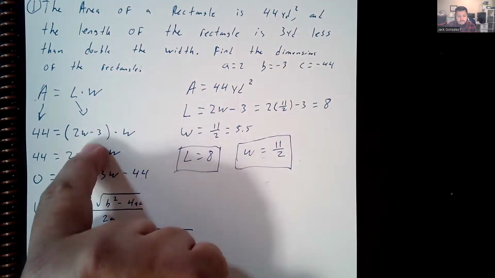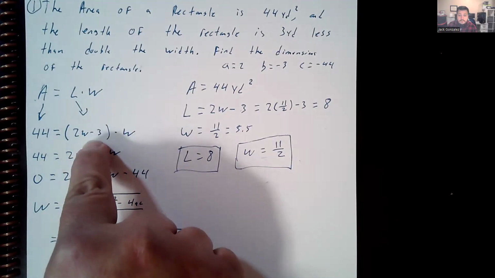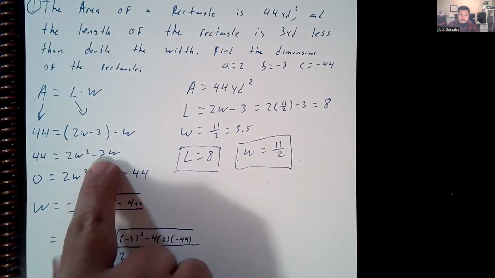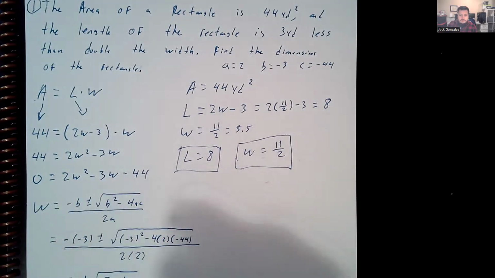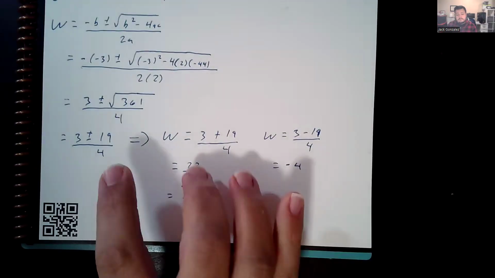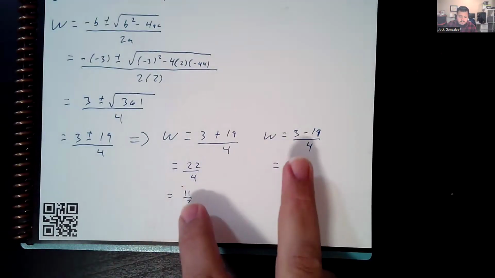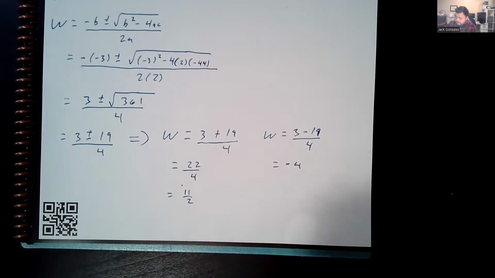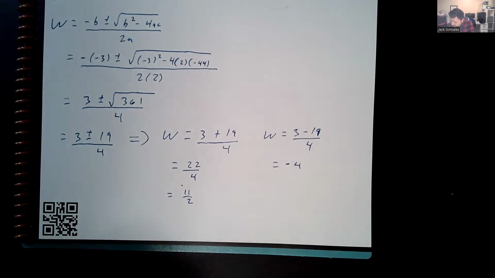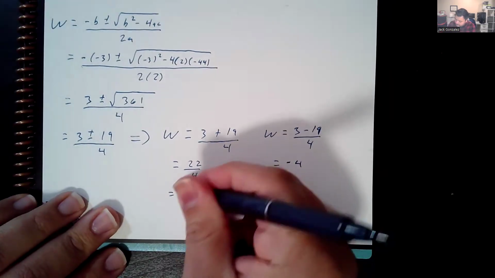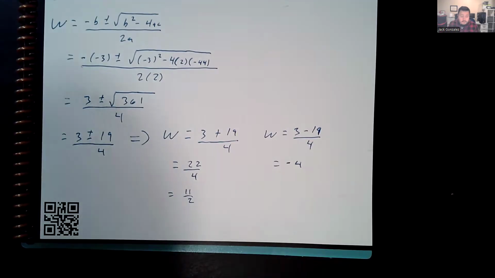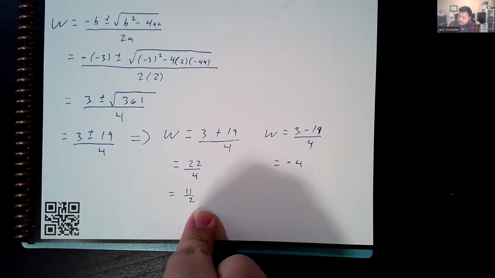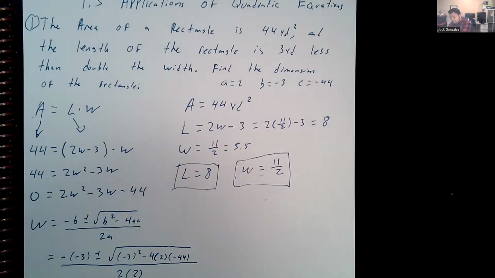Plug that in, have everything in terms of one variable, because once you have one variable, one equation, you can solve for width. And that's what we did with the quadratic formula. But quadratic formulas tend to give you, not always, two answers. You need to pick the one that makes sense. Pick the 11 halves because it's positive. Negative dimension doesn't make sense for a width. And that's it. Once you have that, plug it into the length, and now you have length. Because they told us what the length was, right? 2W minus 3. All right, let's go on to the next one.